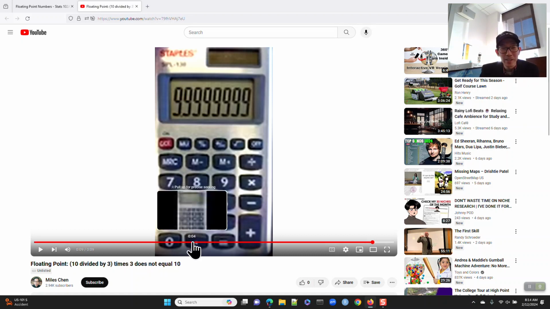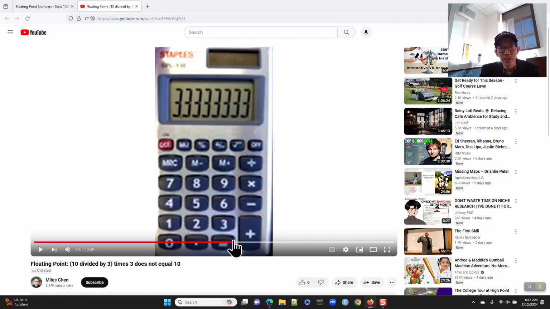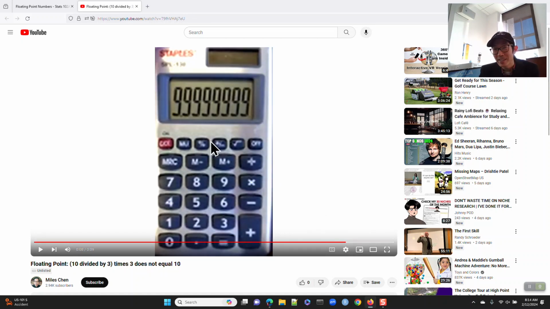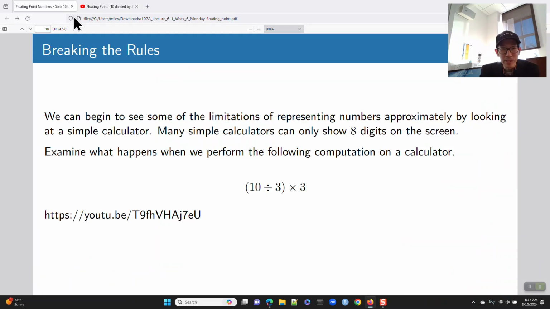And we understand what happened when you did 10 divided by 3. We got an approximate representation of what 3 1/3 is. But then when we multiply this by 3, we don't get 10 back. We get 9.999. So that breaks a fundamental rule in math that we have.